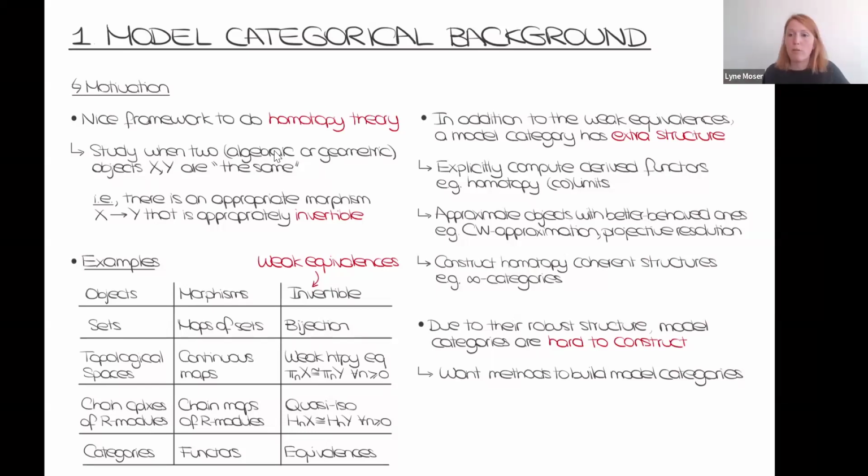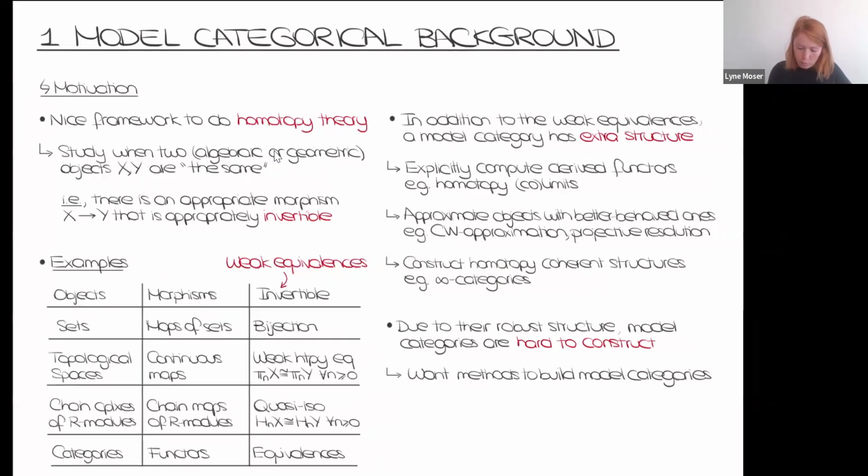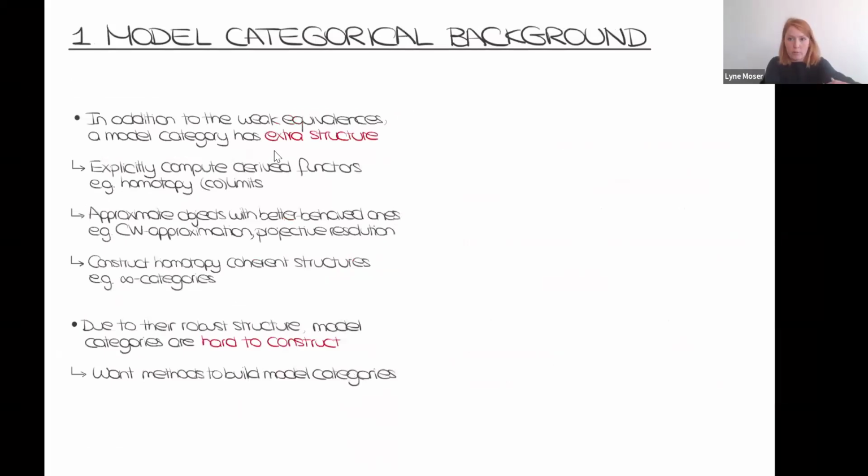Okay, so this was for the motivation part. And now I'd like to move on to the definition. A model structure is going to be a structure that you put on a certain category, which is both complete and co-complete, by which I mean that it has all small limits and all small colimits.